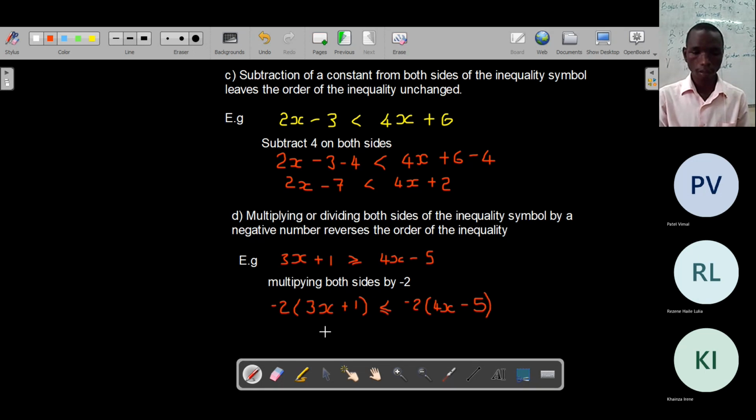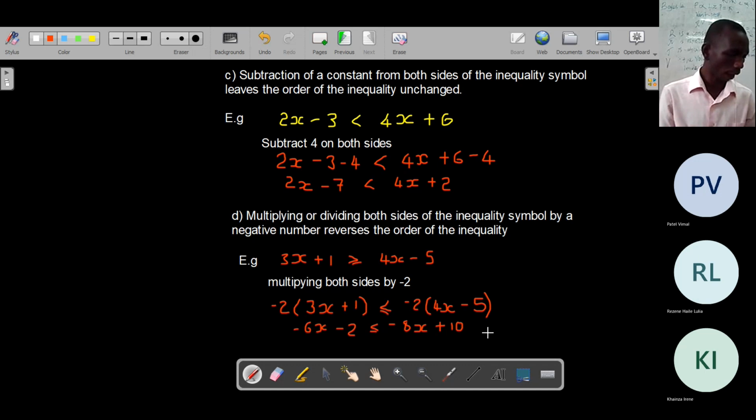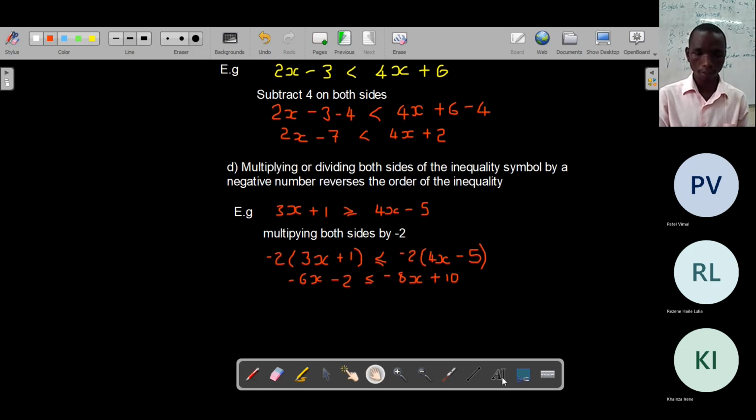Okay? So this is what happens when you multiply both sides by a negative digit. The negative reverses the inequality symbol. The inequality symbol was greater than or equal to, but after multiplying, it becomes less than or equal to, like the way you see in this number. So you have to know that very, very carefully when you are working out inequalities.